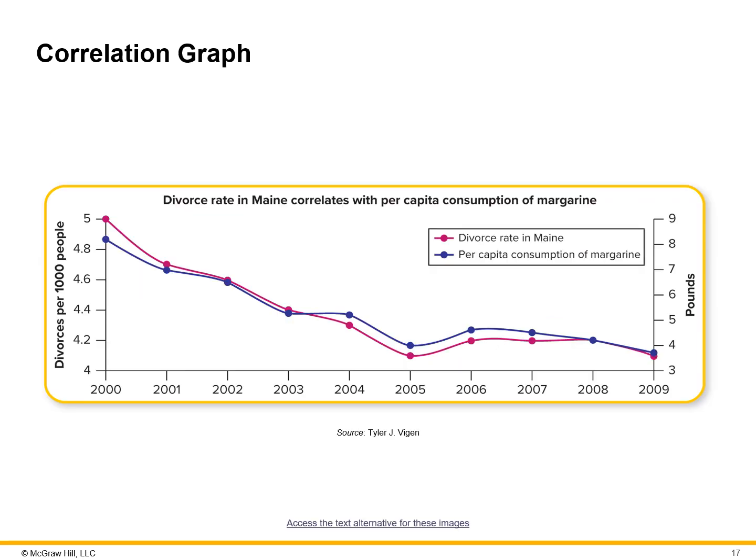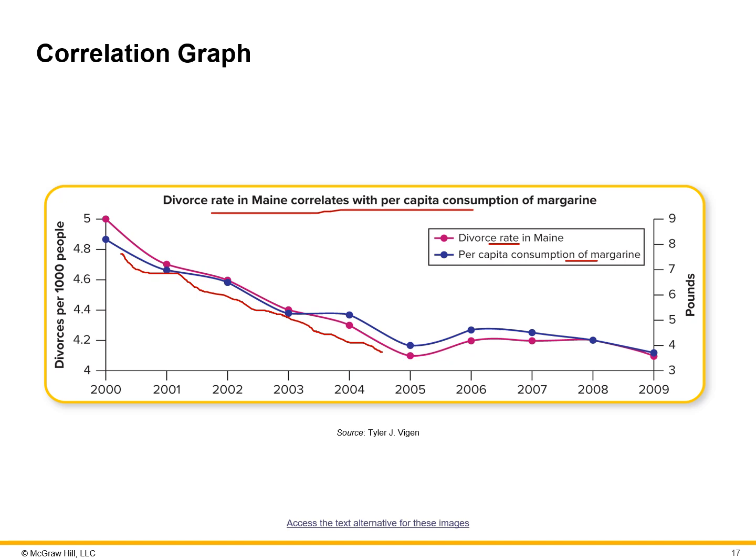So this is what a correlation graph would look like. For example, here we have divorce rate in Maine, and also consumption of margarine. This is trying to show that the divorce rate correlates with the consumption of margarine, which is kind of weird, but it still shows the point. Again, we can see that these trends go together. Whenever one decreases, the other decreases. So they seem to be correlated.